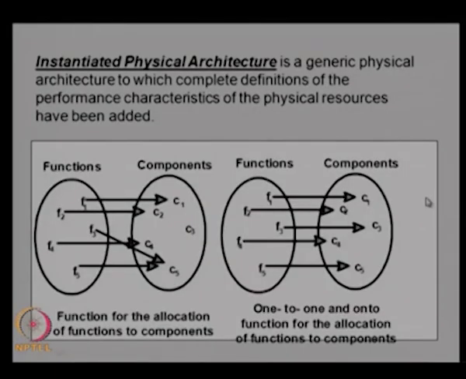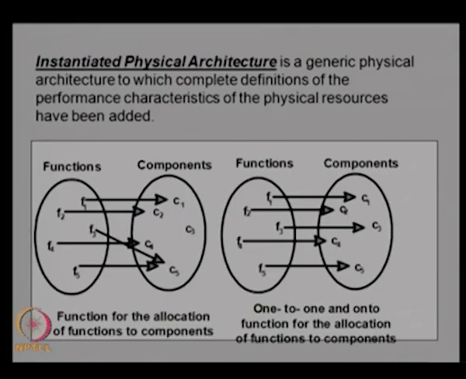So, to get the instantiated physical architecture, which is the architecture to which complete definitions of the performance characteristics of the physical resources have been added, we will take the generic physical architecture and then we add the names of the components to these elements, and that gives us an instantiated physical architecture.